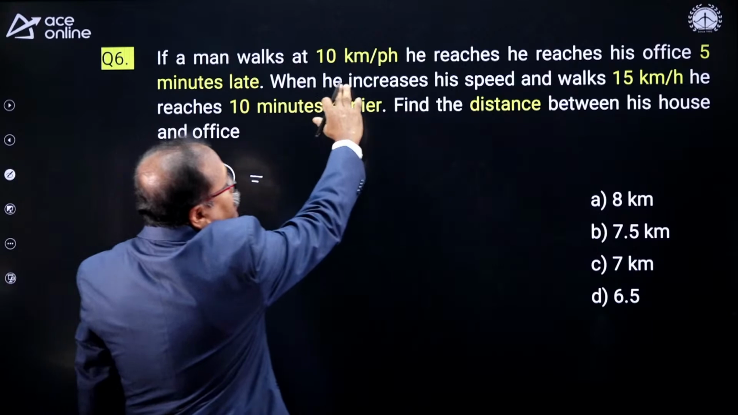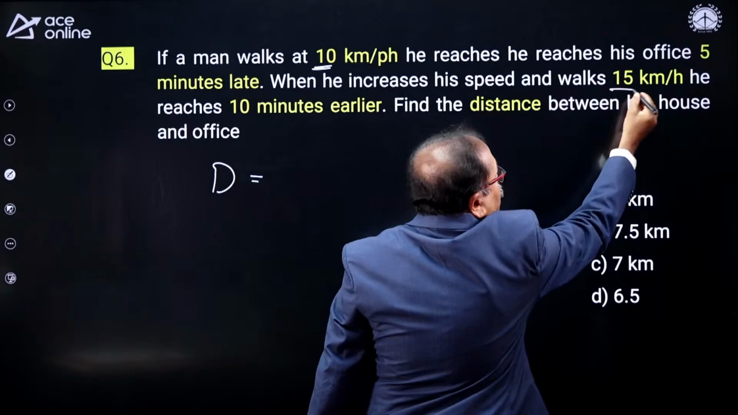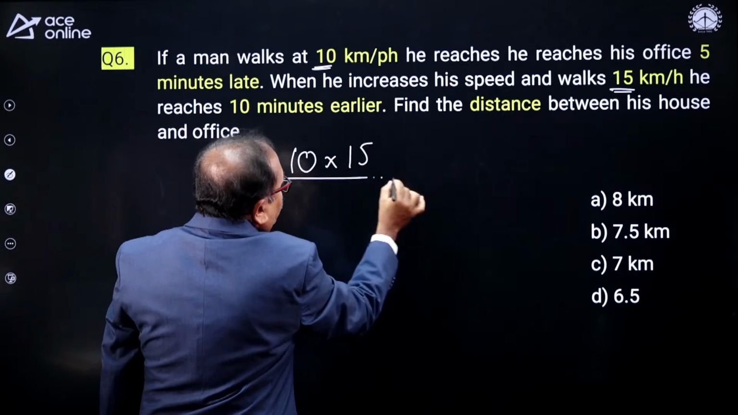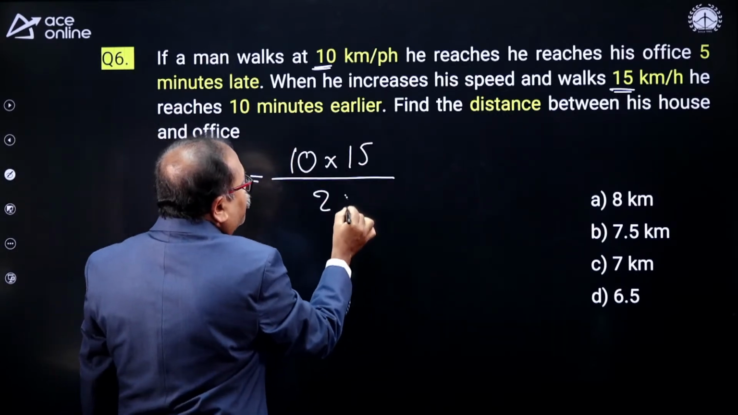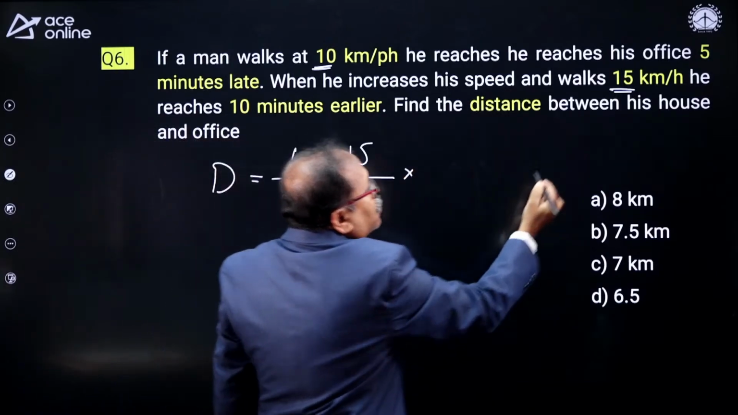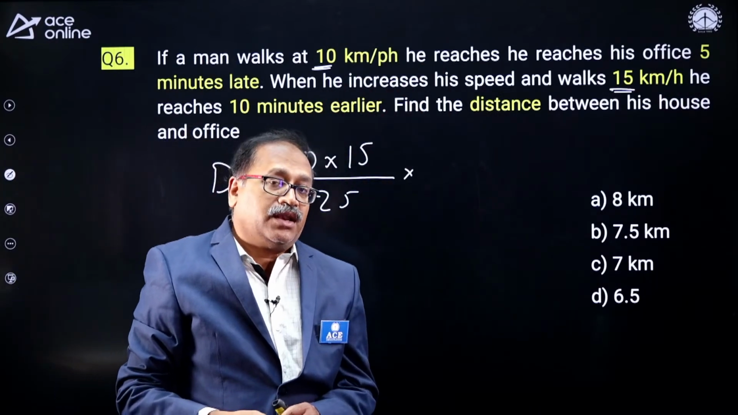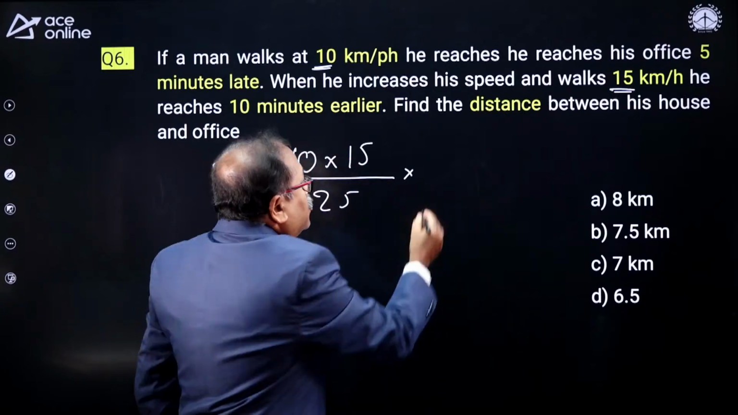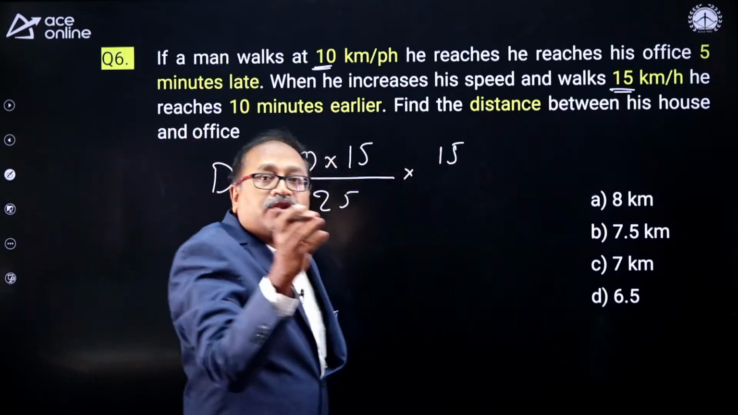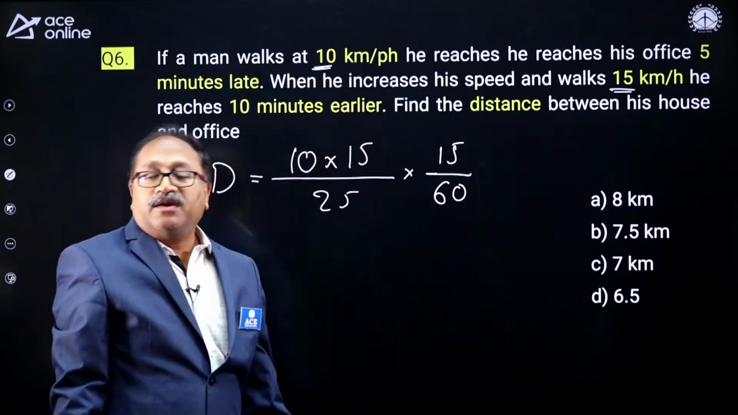Check the answer of this question. The distance is equal to S1 into S2. My S1 is 10 km per hour and S2 is 15 km per hour. So that is 10 into 15 by 10 plus 15, which is 25. And into the difference of time. In the first case, I was 5 minutes late. In the second case, I was 10 minutes early. The difference is 15 minutes. These are all in kilometers per hour, so convert the minutes into hours, that is divided by 60. And here is your answer.